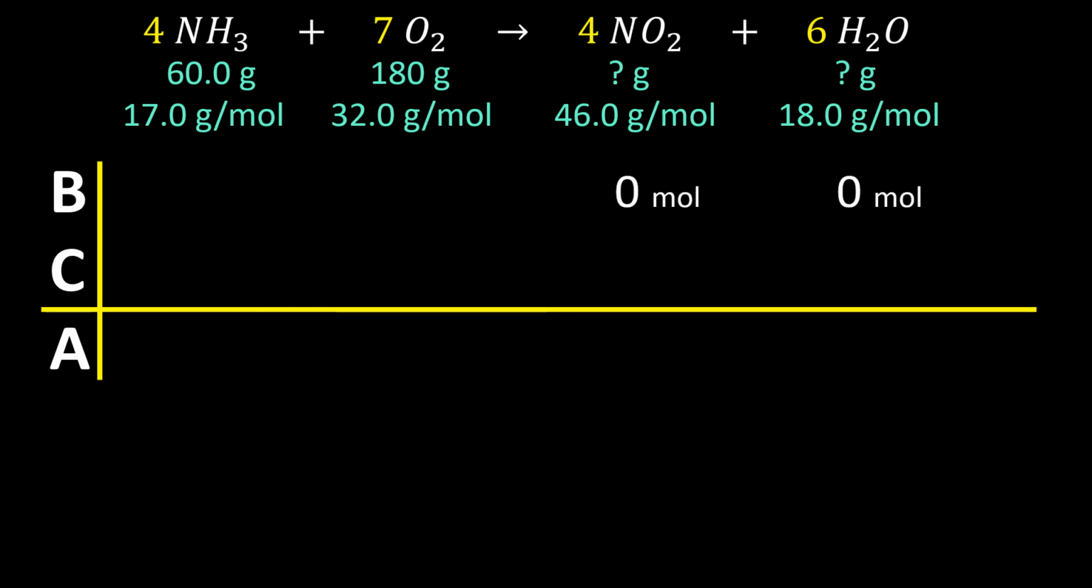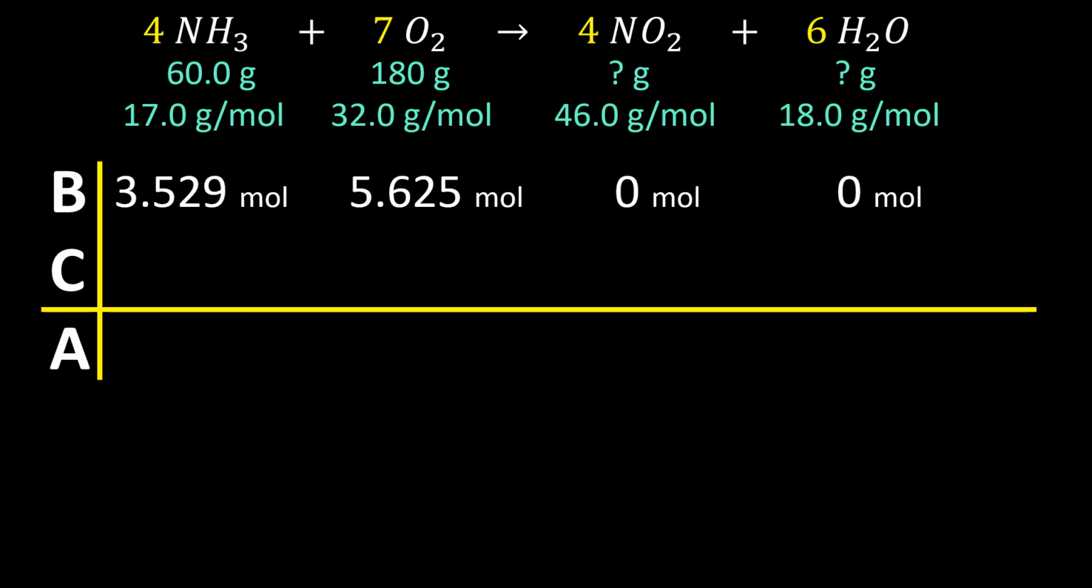So we know that initially, before the reaction starts, no product has been made. So we can enter 0 moles for both products. To get the number of moles of ammonia, we take the 60 grams given and divide by the molar mass to find that we have 3.529 moles of ammonia. We do the same thing for oxygen, where we'll take 180 grams divided by 32 grams per mole, its molar mass, to find that we have 5.625 moles of oxygen.